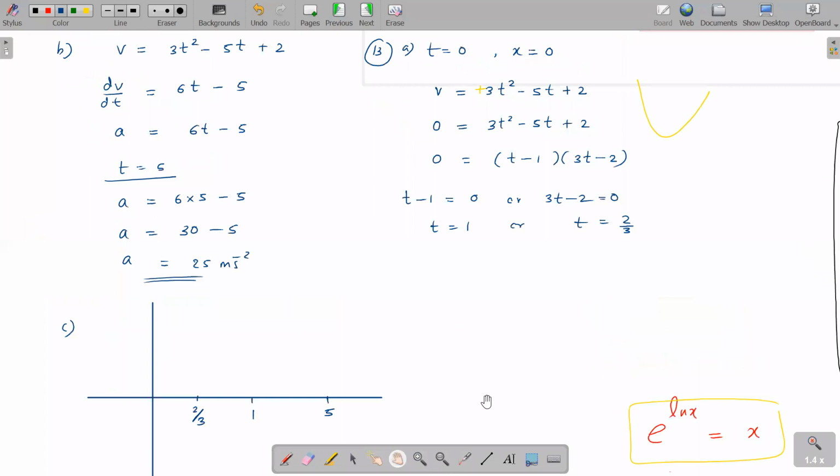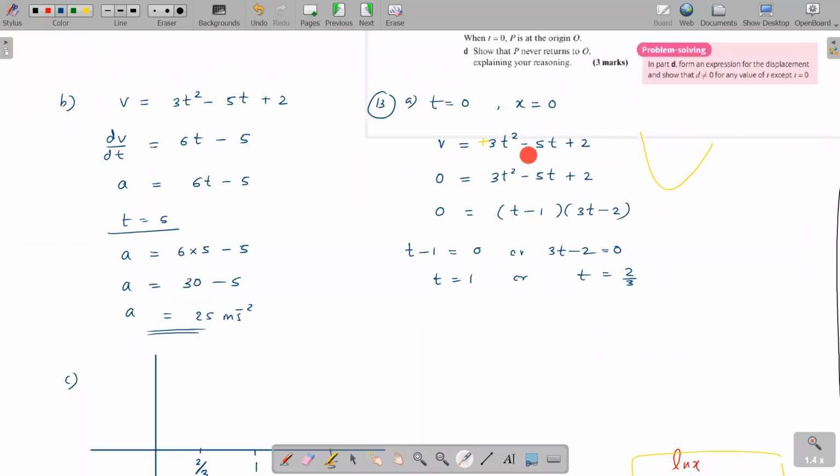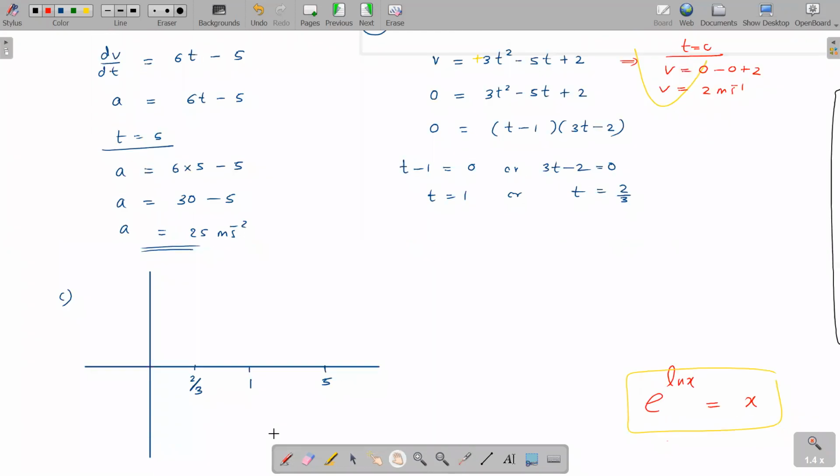At time 0, what's the velocity? You replace t with 0. Can you see what happens when t is 0? Velocity is 0 minus 0 plus 2. At time 0, your velocity is 2 meters per second, which means the graph starts at 2 over here. And then you draw a minimum graph that goes through these points.